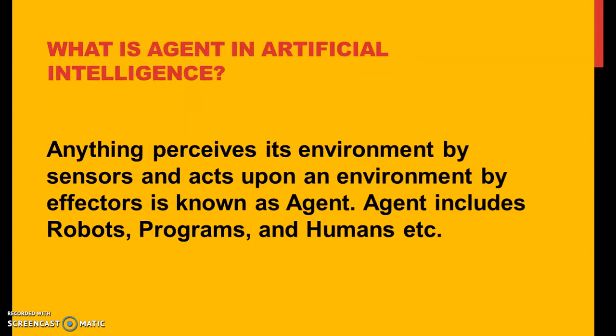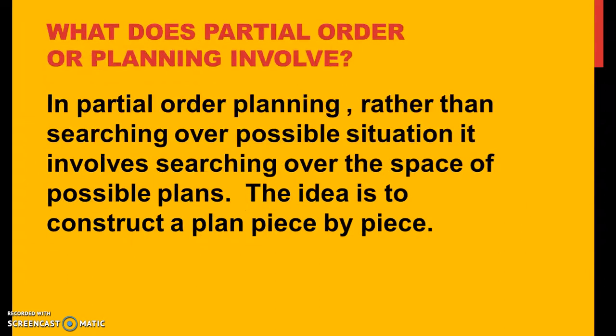What is an agent in artificial intelligence? Anything that perceives its environment by sensors and acts upon an environment by effectors is known as an agent. So agent includes robots, programs, and humans, etc.